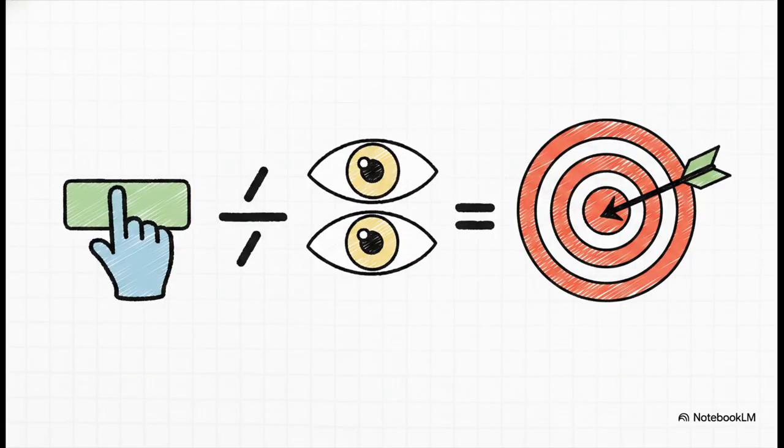The math here is brilliantly simple. It's just clicks divided by impressions multiplied by 100 to give you a percentage. So let's say your ad gets 10,000 impressions out there in the wild, and it generates 100 clicks from those impressions. Your CTR is exactly 1%. It's really that easy to figure out if your creative is doing its job.